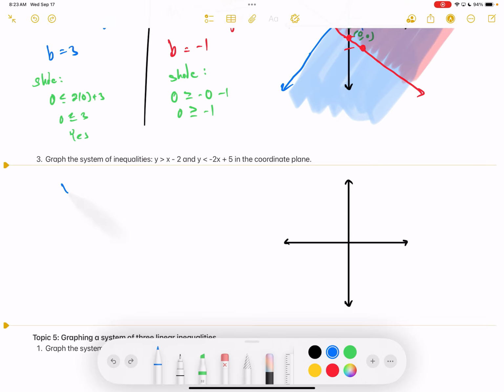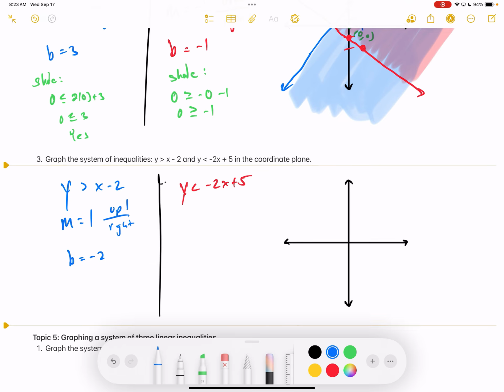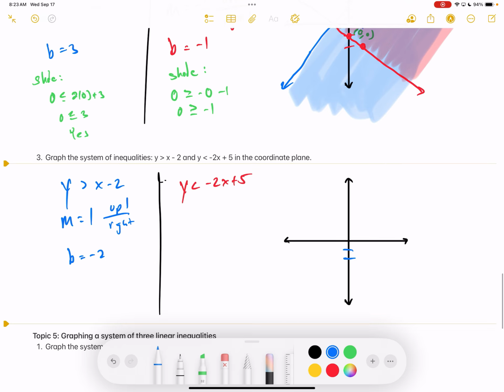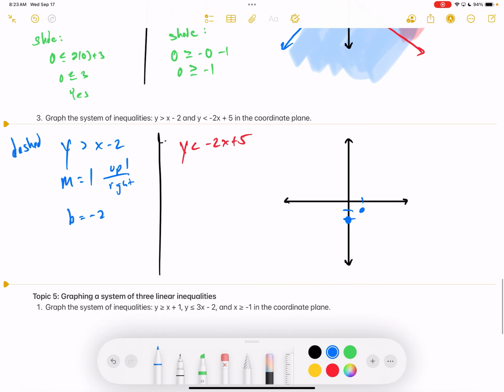There. All right, y is greater than x minus 2, and y is less than -2x plus 5. My blue one, my slope is going to be 1, so that would be up 1 to the right 1, and my y-intercept would be -2. So start at -2, go up 1 to the right 1. This is going to be a dashed line because it's just greater than, right?